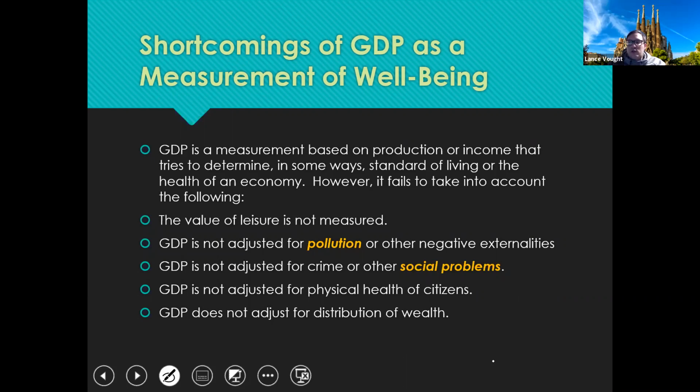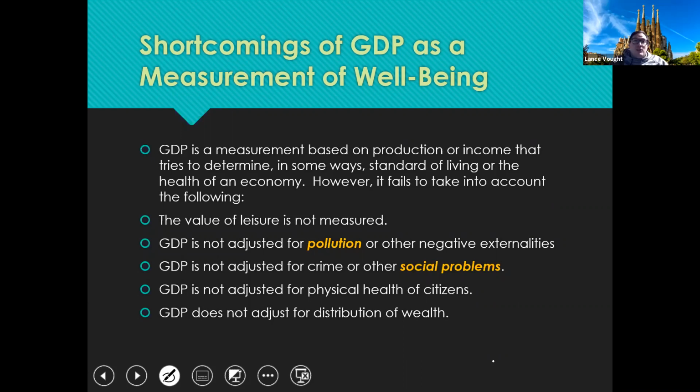It doesn't adjust for crime and social problems. So yeah, like you can live in the most prosperous city in the world or the most prosperous area, but if it's riddled with crime or social problems or corruption or income inequality and all these other things, then it might not be really conducive to you as an individual to live there or feel like you're in a good situation. It's not adjusted for the physical health of citizens.